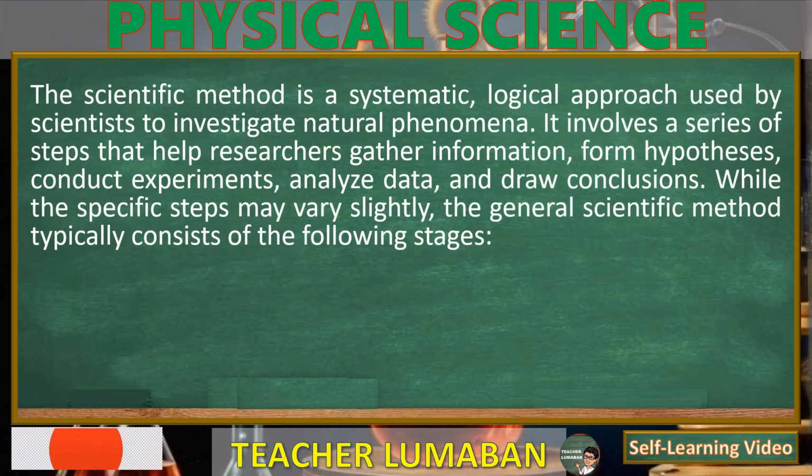The scientific method is a systematic, logical approach used by scientists to investigate natural phenomena. It involves a series of steps that help researchers gather information, form hypotheses, conduct experiments, analyze data, and draw conclusions. While the specific steps may vary slightly, the general scientific method typically consists of the following stages.